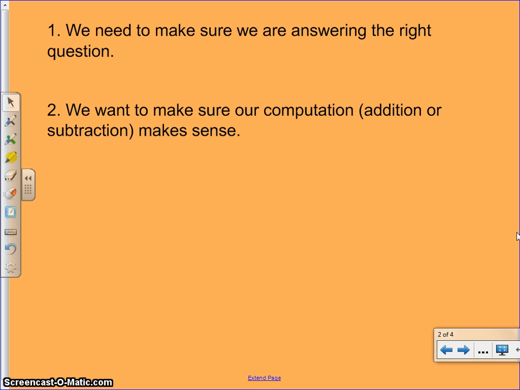We need to make sure that we are answering the question that the word problem is asking us to solve. Sometimes we read a problem and we think we have the right answer, but we're actually not answering the question that is being asked. And number two, we want to make sure our computation, our addition or our subtraction, makes sense. We don't want to just add or subtract, think we have the right answer, and move on, because we could have made a mistake in our addition or in our subtraction. There's a way we can check that.